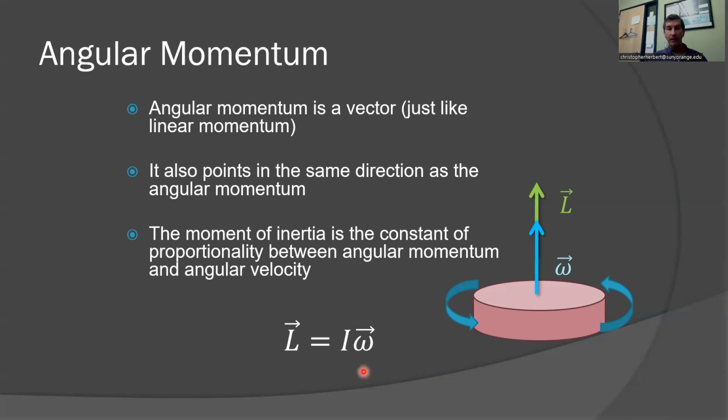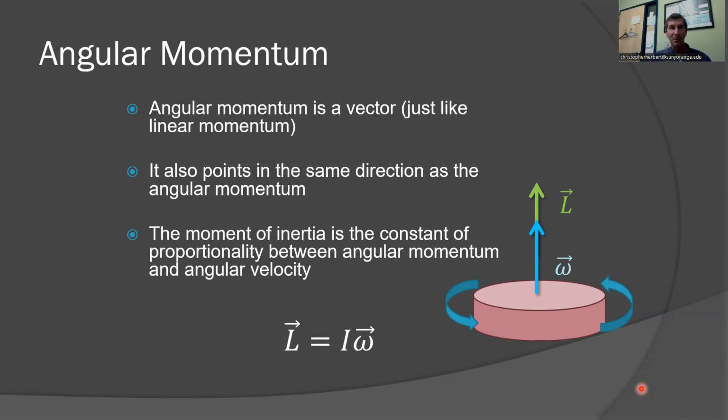Now, just like with linear momentum, our angular momentum points in the same direction as our angular velocity. The linear momentum vector points in the same direction as the translational velocity. So when we look at something rotating, and here we have a rotating disk, rotating in the counterclockwise direction, with respect to the z-axis, if the x and y plane represents the plane of rotation, both the angular velocity and the angular momentum are going to point in the same direction.